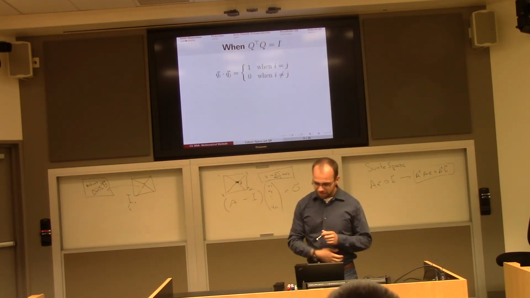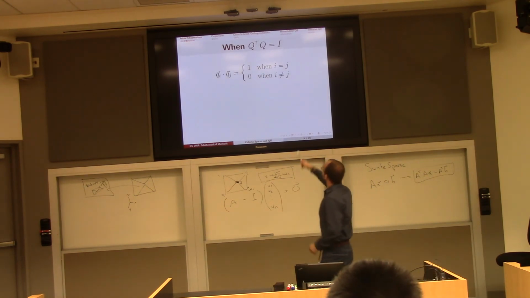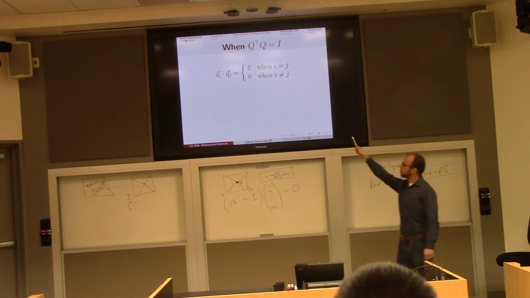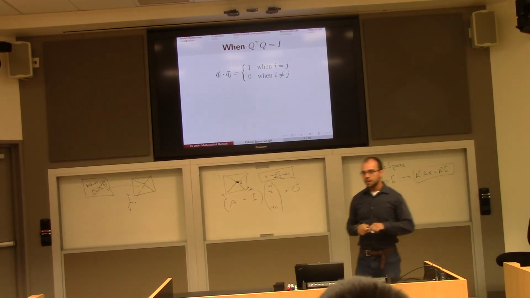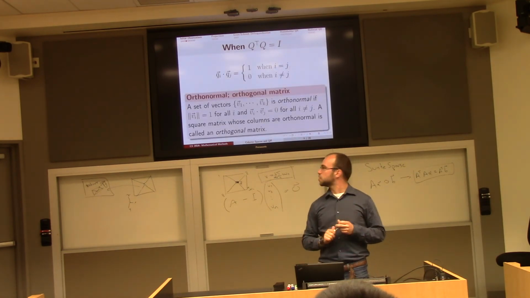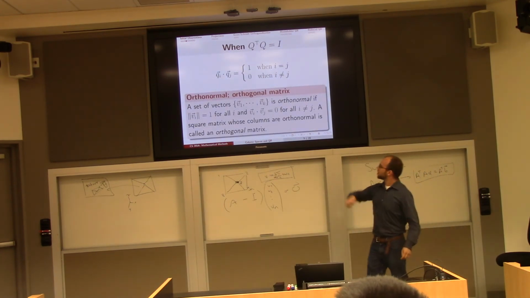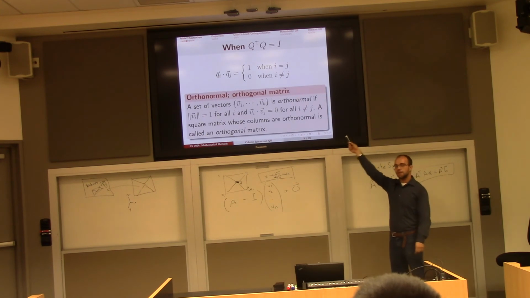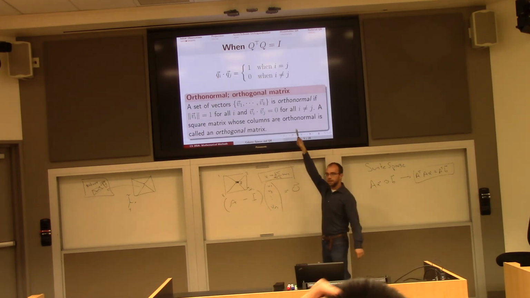Yeah? So again, when is Q transpose Q equal to the identity? Well, it's when the dot product between two columns is 1 when you have the same column, and it's 0 otherwise. Yeah? And what does that tell us about life? Well, we're going to call this matrix an orthogonal matrix, and we'll call a set of vectors that satisfies this property orthonormal. Right? So again, a set of vectors is orthonormal if they all have norm 1 and the dot products are all 0.